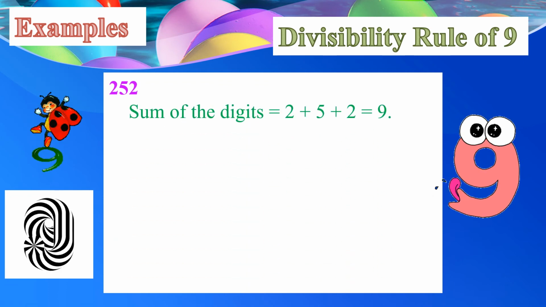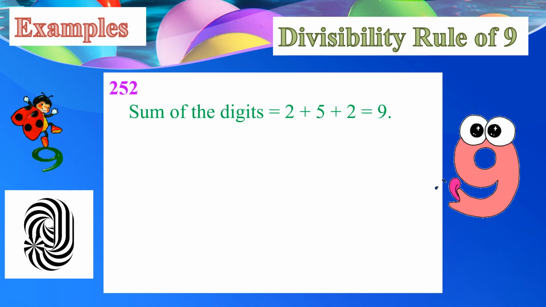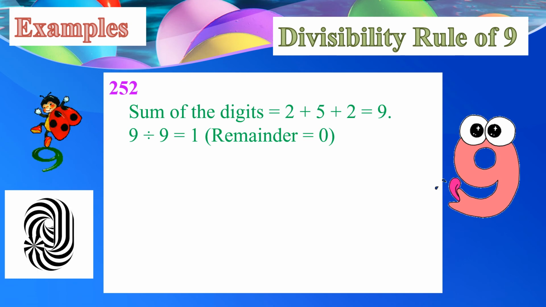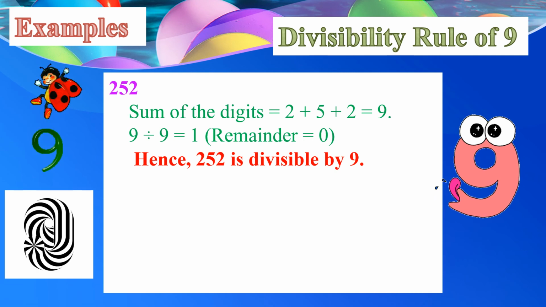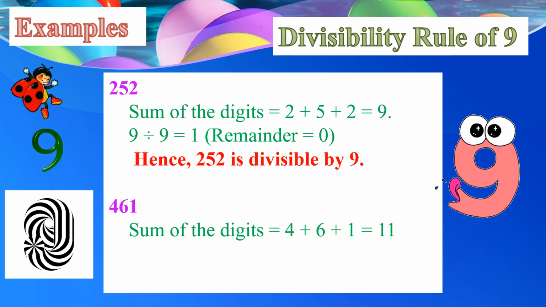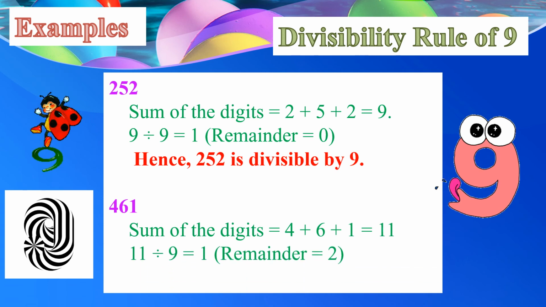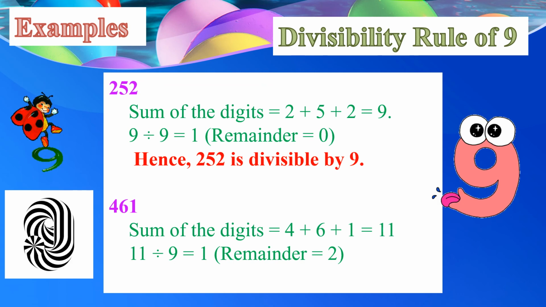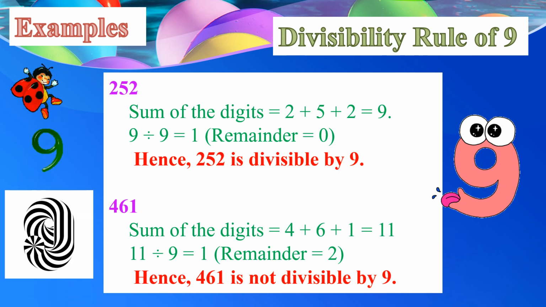252. Sum of digits is 2 plus 5 plus 2, which is equal to 9. 9 is divisible by 9 leaving the remainder as 0. Therefore, 252 is divisible by 9. 461. Sum of the digits is 4 plus 6 plus 1, which is equal to 11. 11 divided by 9, the quotient is 1 and remainder equal to 2. Therefore, 461 is not divisible by 9.